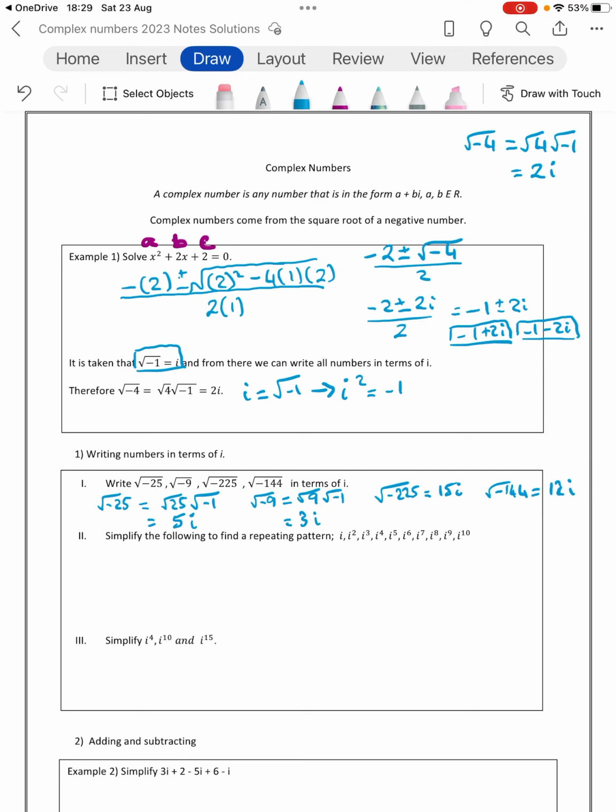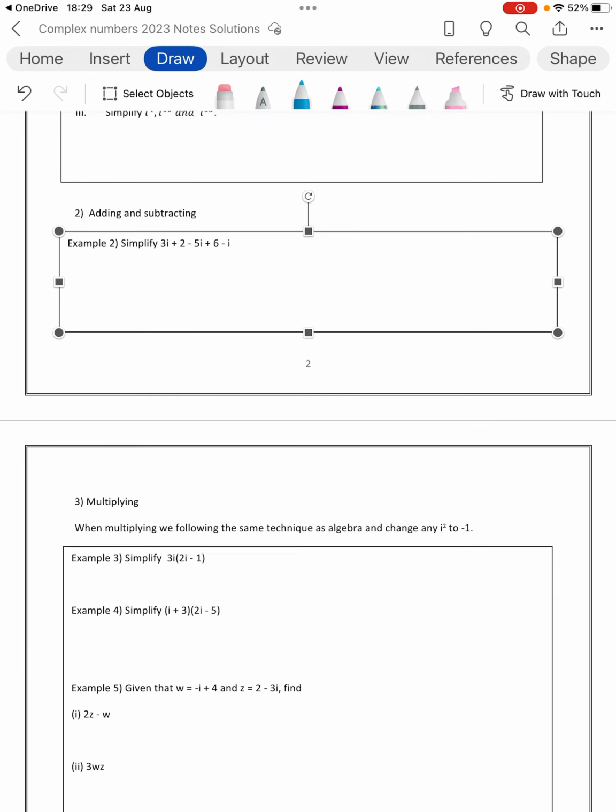So when they're asking us to simplify the following to find a repeating pattern, the first one is fine because it stays as i. The second one then, i squared, I can change that to be minus 1 because we know that from earlier. So i squared always changes to be minus 1. I cubed then. If I think about i cubed, I know that the i squared is worth minus 1.